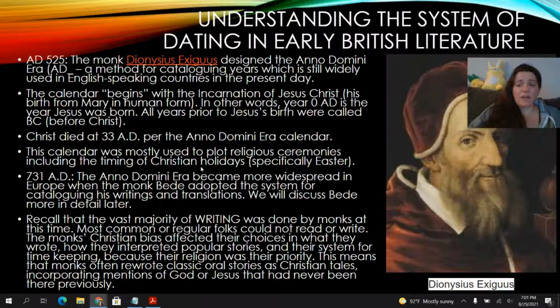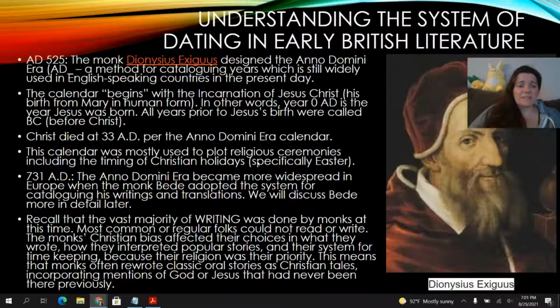And this calendar was to help them determine when that holiday would fall, so they could plan it for the church calendar. So Dionysius was not setting out to create a calendar that would necessarily be used for the rest of time in order to catalog all kinds of different events. He was really trying to create a calendar that would be used by monks to catalog events in the church. That was it.